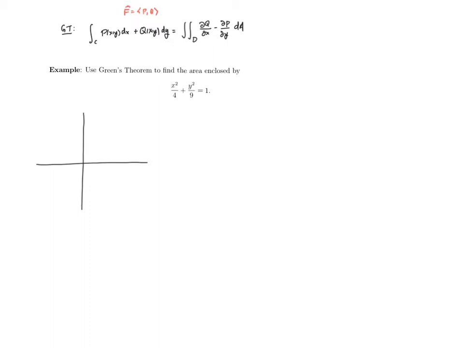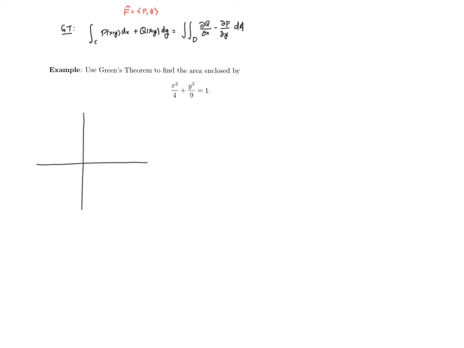In our previous examples, we've started off with a difficult to evaluate line integral, applied Green's theorem to express it in terms of a simpler double integral, and then evaluated it. In this example, we're going to go in the opposite direction. We're going to start with a double integral and turn it into a line integral.